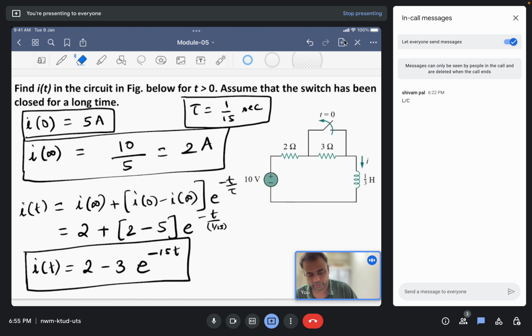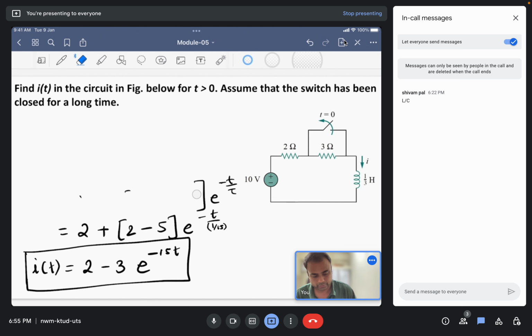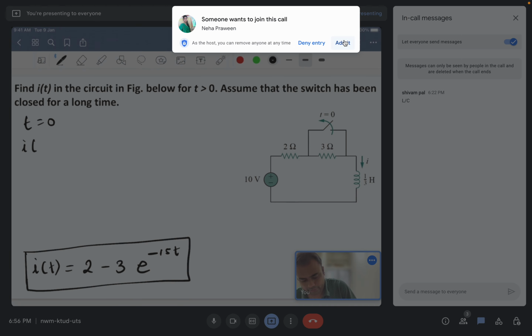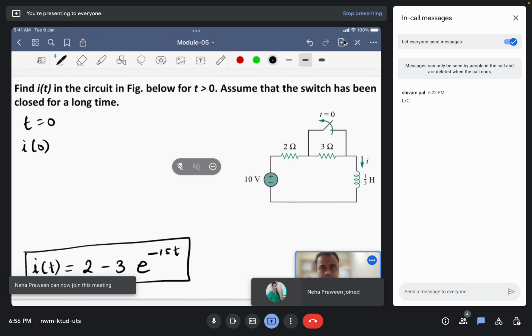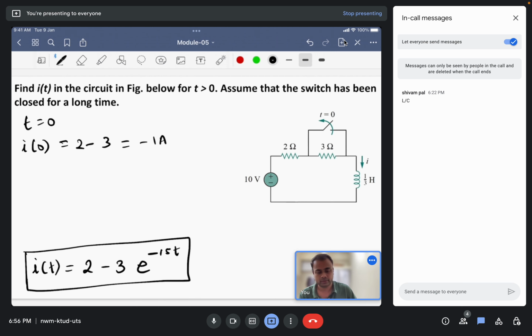So we have already calculated the function for current. Suppose at time t equals 0, if we substitute t equals 0, the current at 0 will be 2 minus 3. E to the power 0 will be 1, so 2 minus 3 is minus 1 amperes.